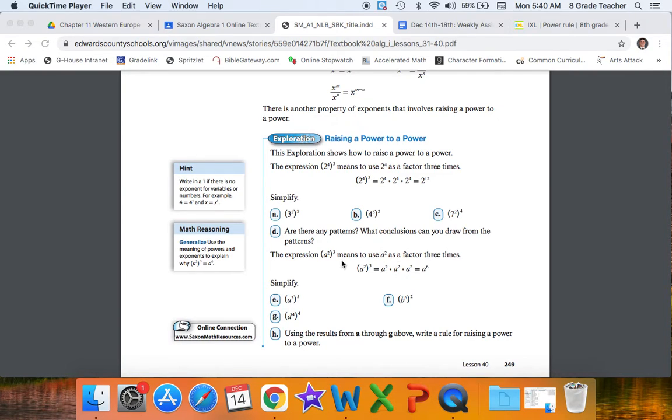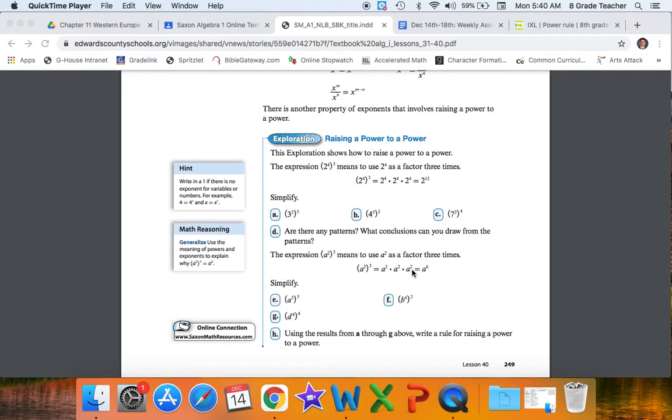Well, the shortcut is to just take 2 times 3 and multiply those together. 2 times 3 is 6, which would give you the same answer as if you would do the long way, writing that out as repeated addition. Now, in letters E, F, G, and H, they ask you to simplify again by practicing this skill.